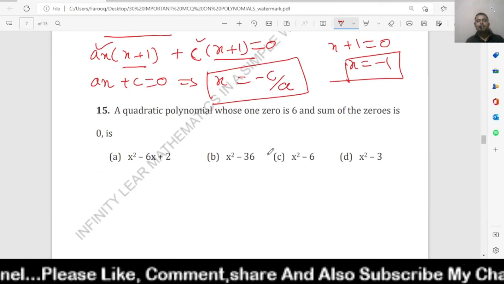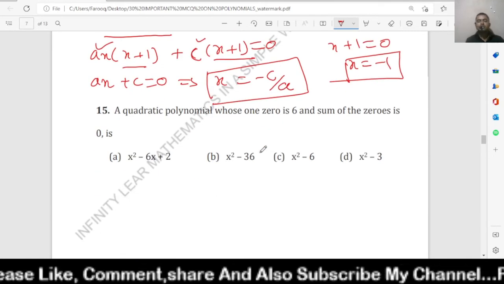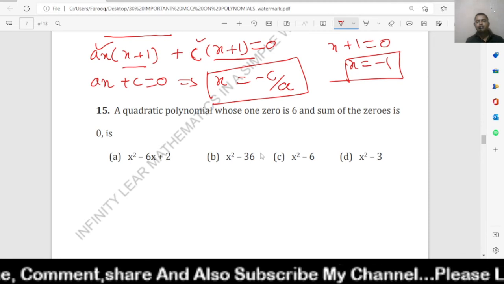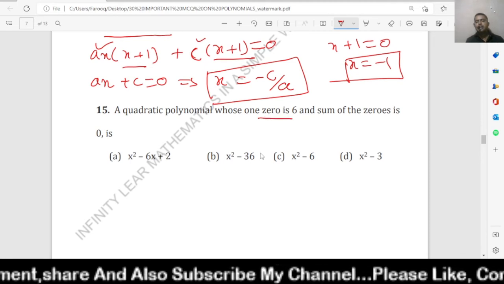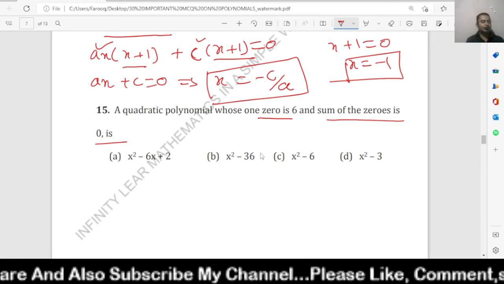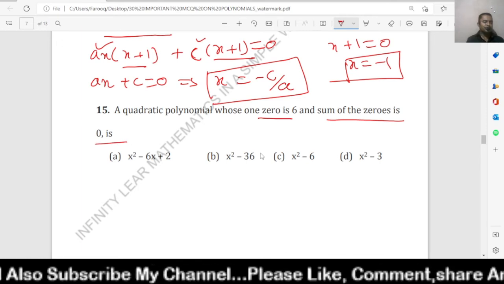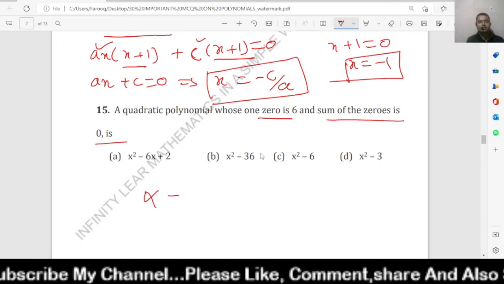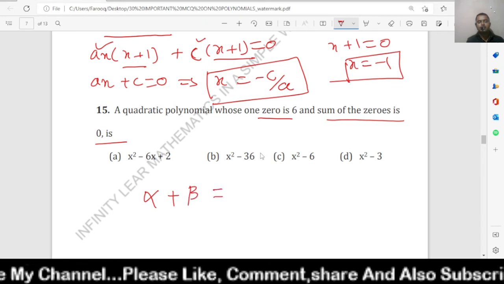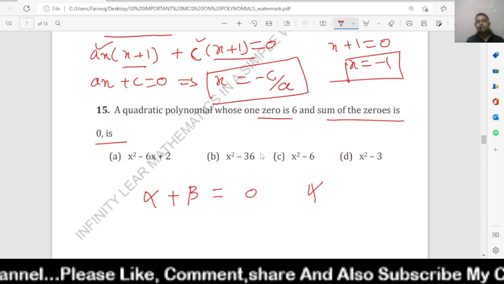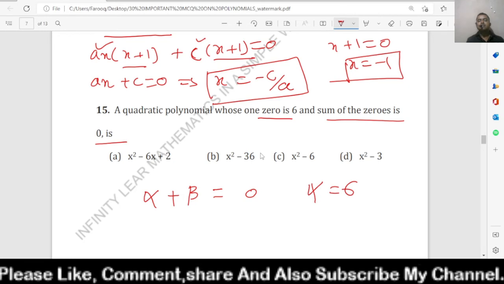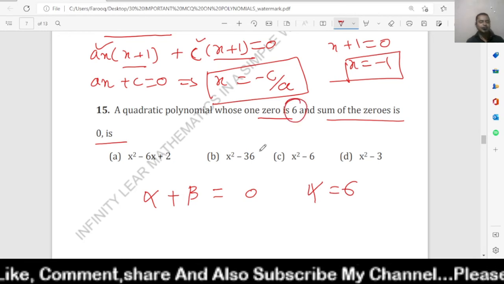Next one. A quadratic polynomial whose one zero is 6 and sum of the zeros is 0. So here sum of the zeros means alpha plus beta is equal to 0. And one zero is alpha. Take alpha, this is one zero, that is alpha is equal to 6.